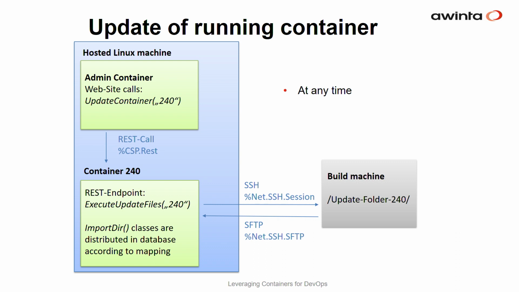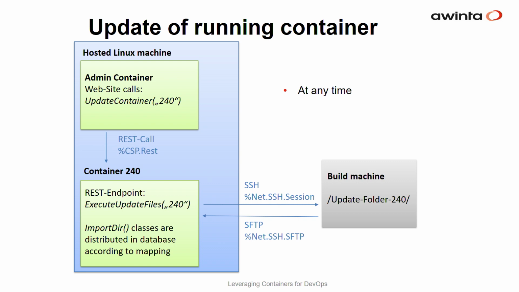This is an endpoint that we wrote ourselves because obviously we don't have an API available here. Then we take the new files from the build machine, in gray, from update folder 240. And the way we do it is as follows. The method execute update files establishes an SSH connection to the build machine and takes the new files by SFTP. We only take the new files because all those files are always available, and mainly they are already inside the container, so we don't want to copy all of them. That's the reason why we only take the new ones.